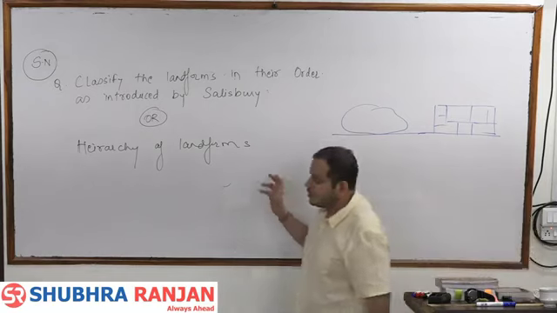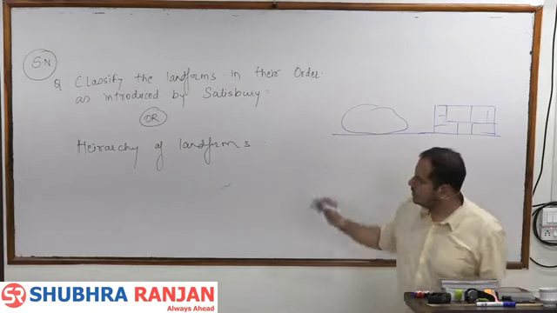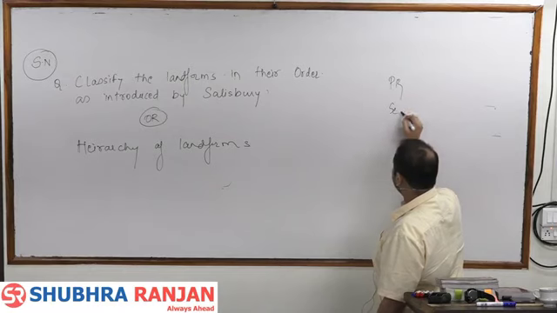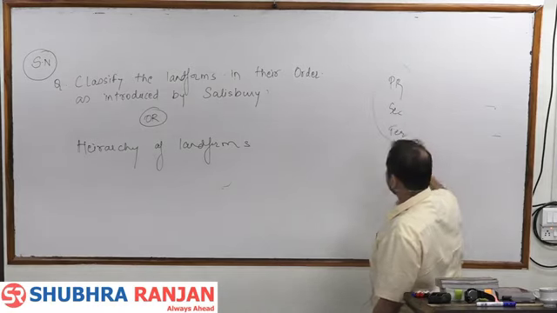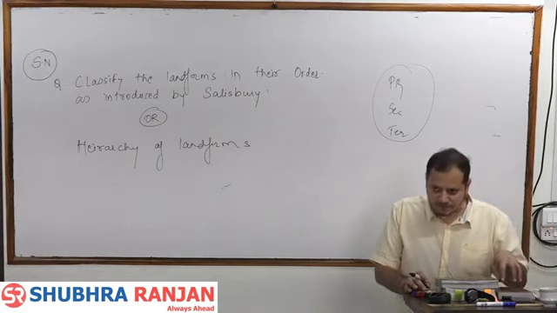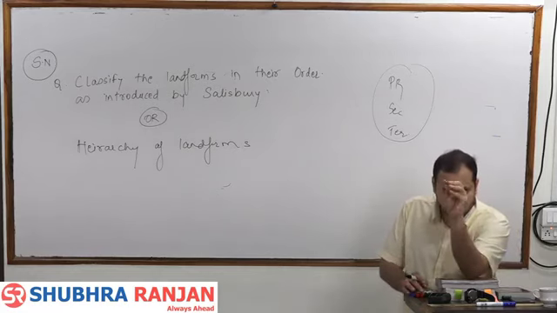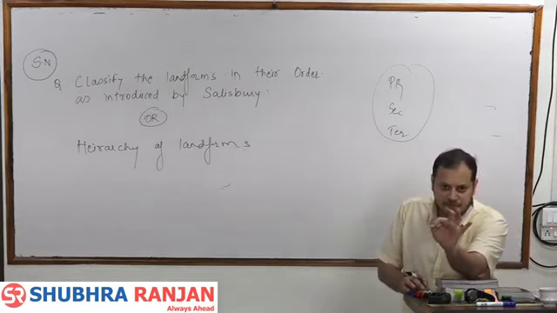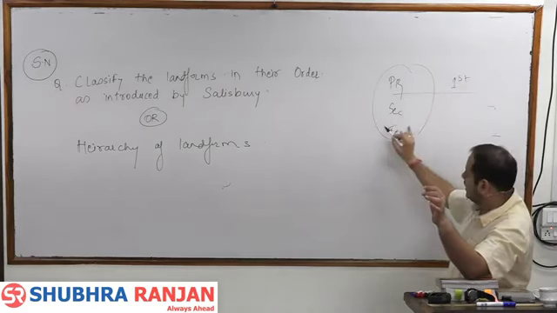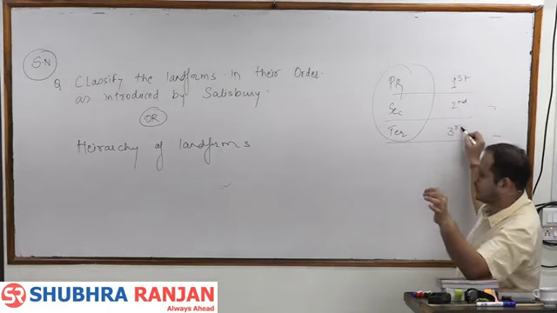Now, what do you mean by order of the landforms? What do you mean by hierarchy of the landforms? Hierarchy means primary, secondary, and tertiary. For making geography a scientific subject, many people started simplifying geography. One of them was Salisbury, who established the hierarchical order of the landform. Primary landform he called the first order landform, secondary landform means second order landform, and tertiary landform means third order landform.